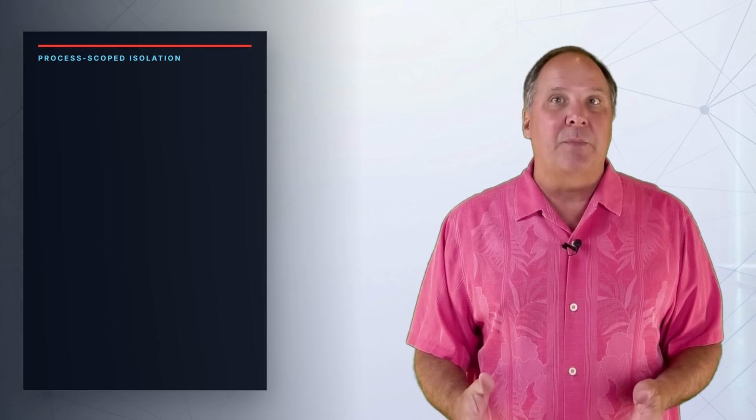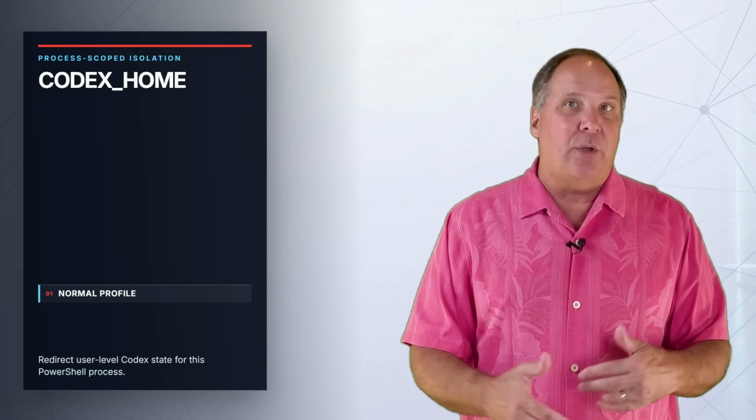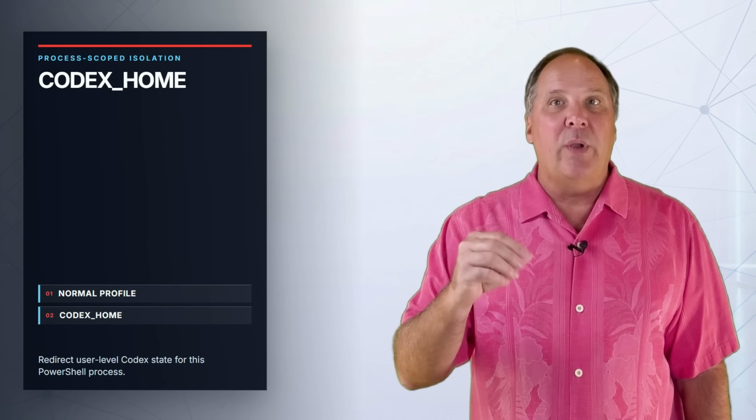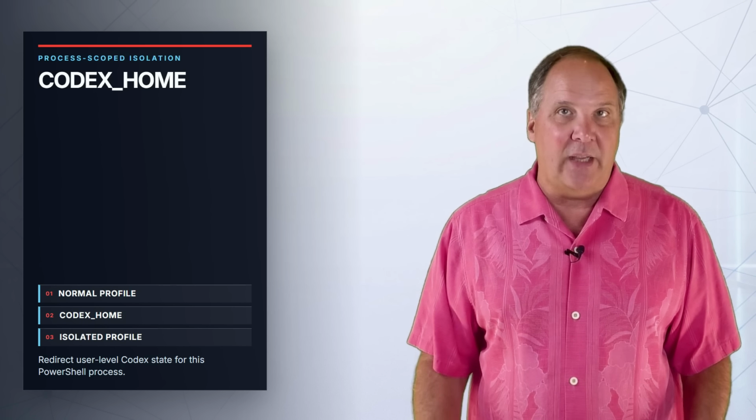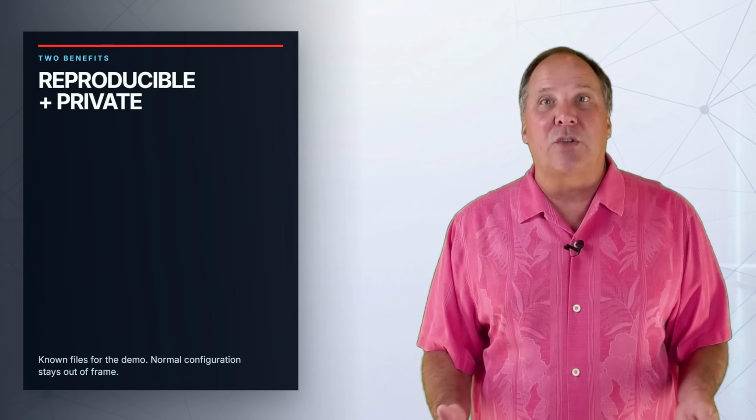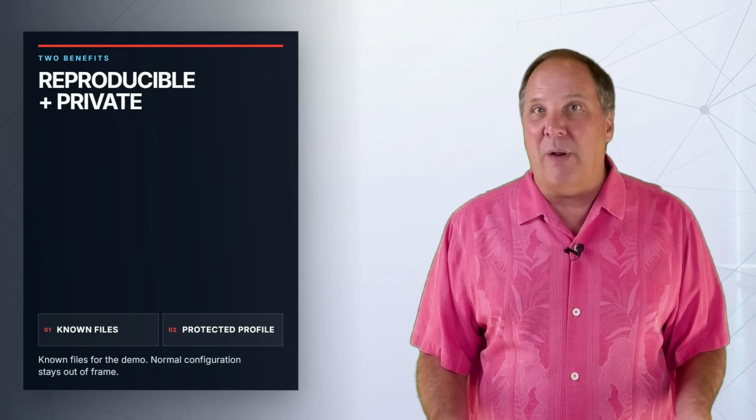So the setup script creates an isolated Codex home and a disposable Git repository. For this PowerShell process, the environment variable CODEX_HOME points Codex at the isolated profile. That gives us 2 benefits. The demonstration starts from known files, and the recording does not expose my normal configuration.